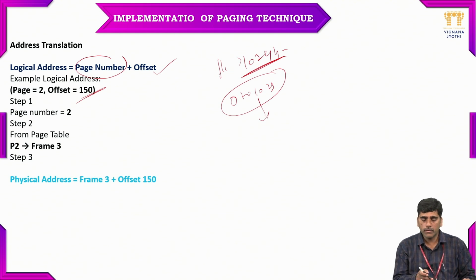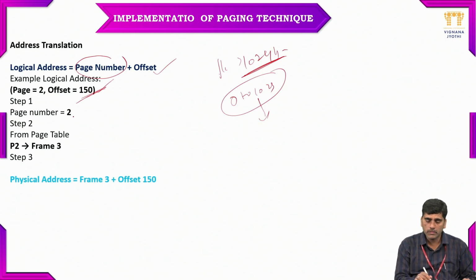So now I have taken the page as 2 and the offset as 150. You can take any page from these 4 pages, but I have taken page 2 for the example purpose. So page equals 2, offset equals 150. This offset you can take from 0 to 1023, any number.